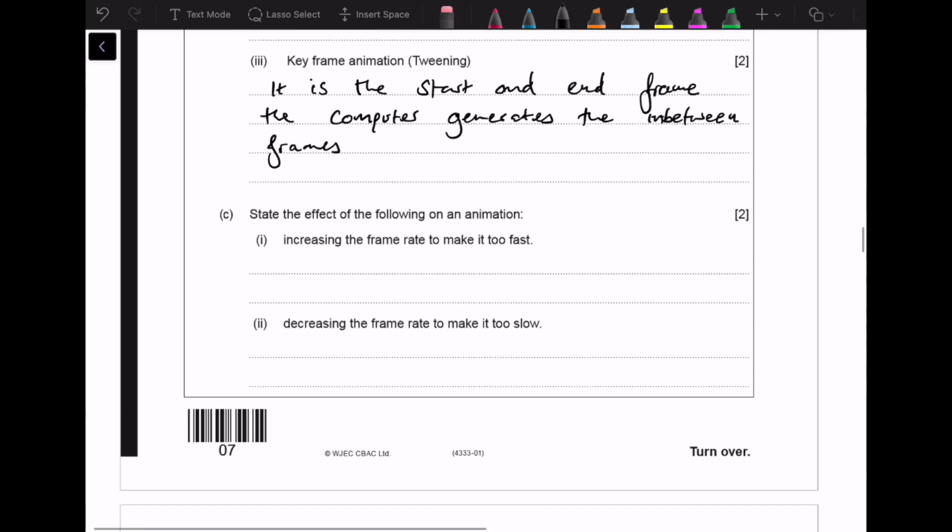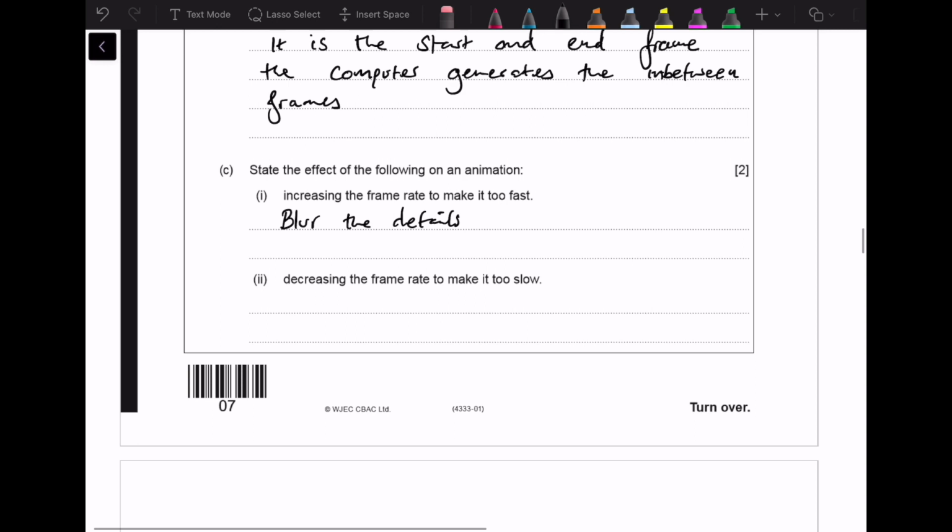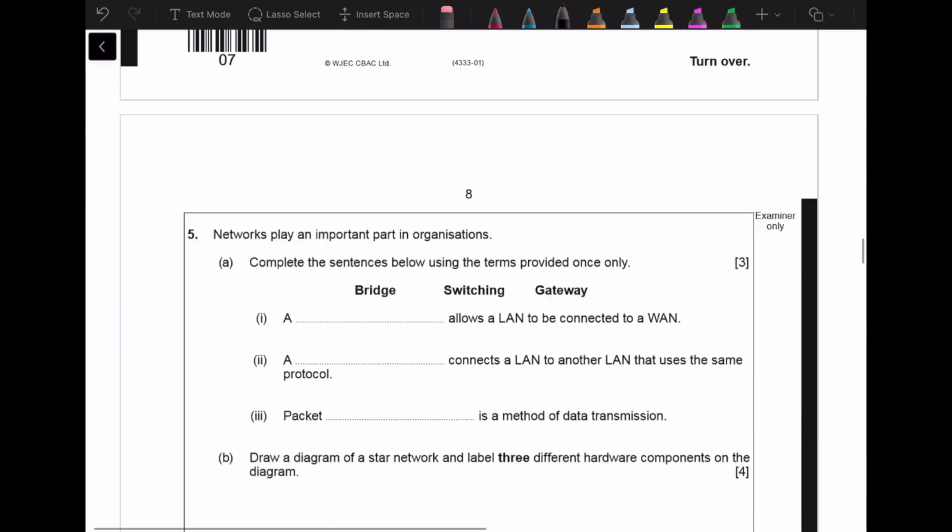Okay, next one. State the effect on the following animation. So what happens if we increase the frame rate to make it too fast? Well, if you make something too fast, it will blur the details. If you decrease it, what will happen is it'll start to get jittery. Right, and it'll start jumping and so forth.